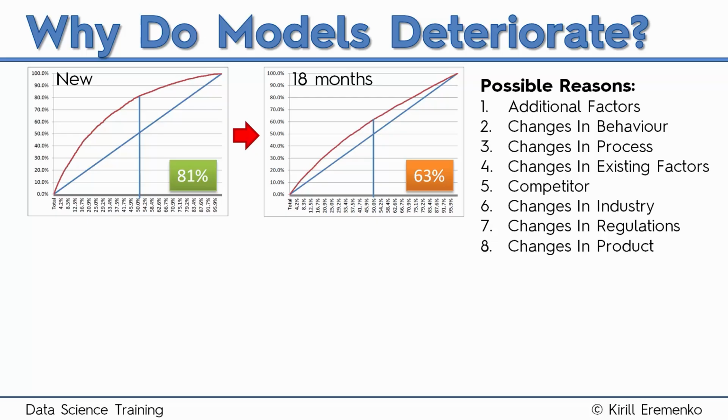Maybe you're predicting how likely people are of uptaking a certain product, and then you release another product which is cannibalizing the demand for the first product. So you're kind of competing with yourself, and the model doesn't take that into account. So the model was built in certain circumstances.